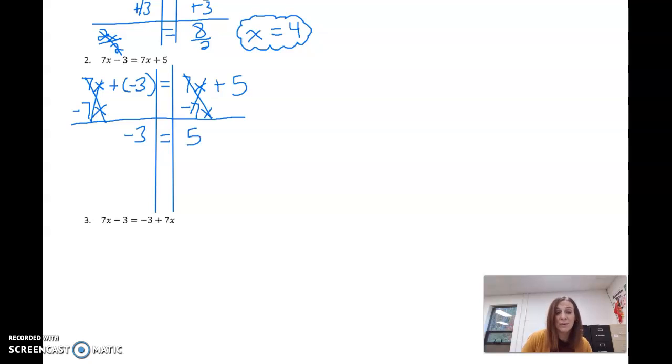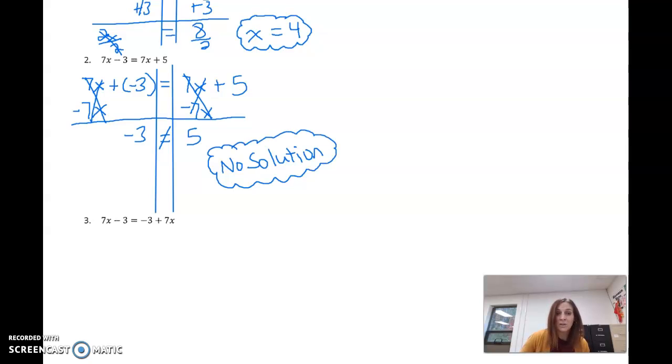Now, this is something we've seen before. We get negative 3 equals 5. We know those aren't the same thing. Negative 3 does not equal 5. So in this case, we would say that there's no solution. And we're going to try spelling it right. I don't know what I was trying to spell there. Notice I said try to spell it right.